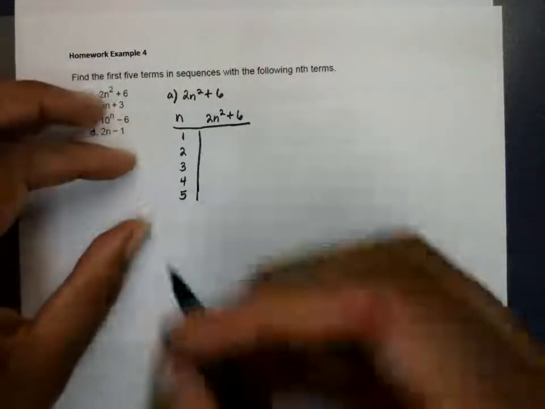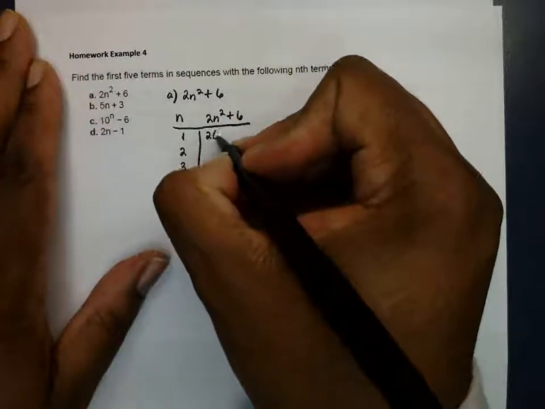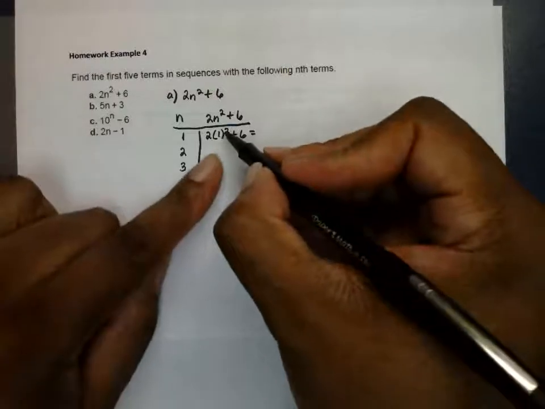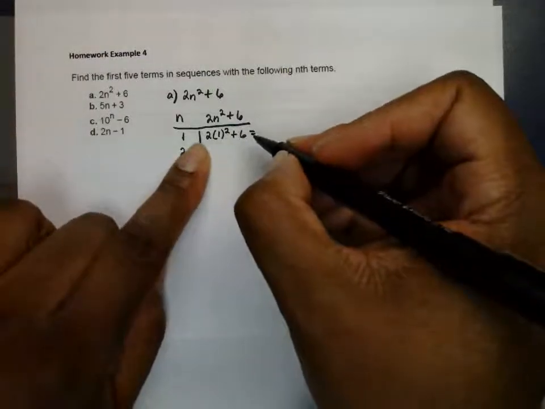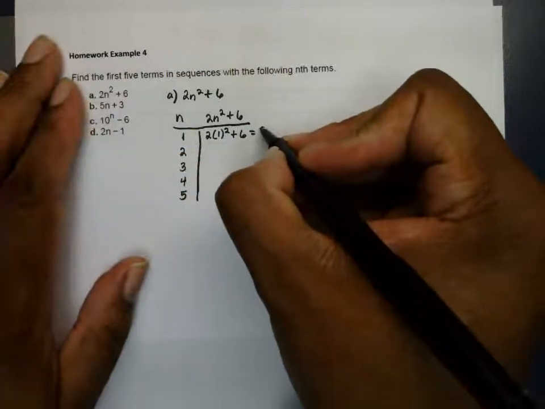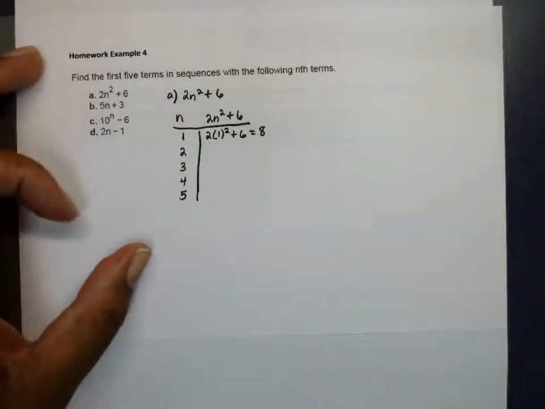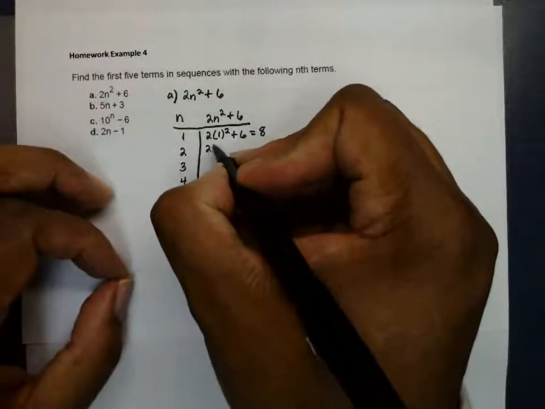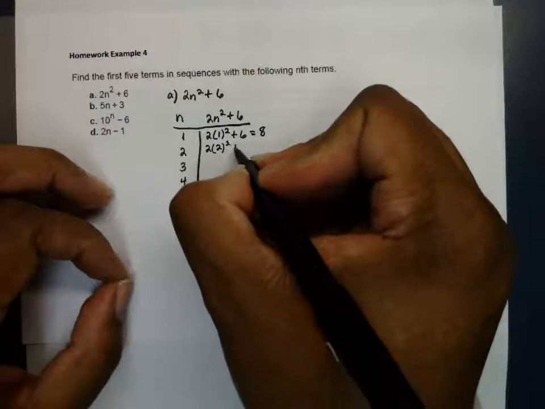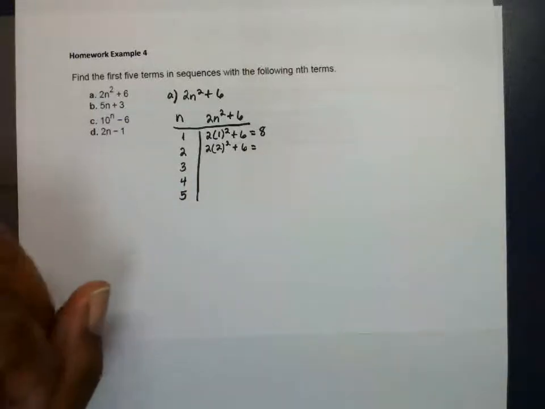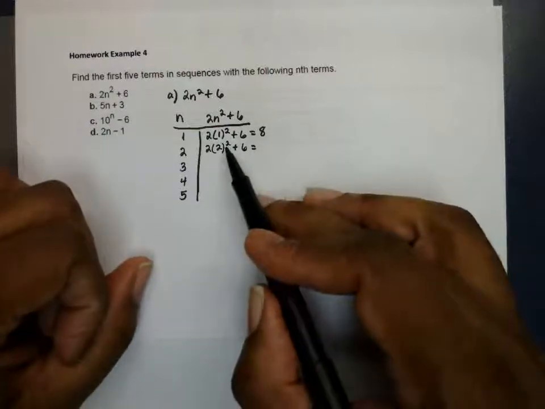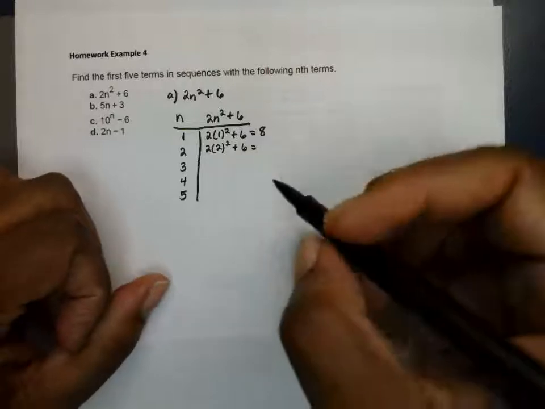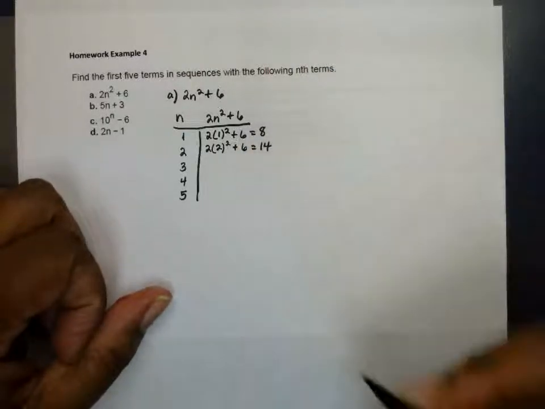So if n is 1, this means I'm going to have 2 times 1 squared plus 6. 1 squared will be 1, times the 2 will be 2. 2 plus 6 is 8. And then for n is 2, this will be 2 times 2 squared plus 6. Well, 2 squared is 2 times 2, that's 4. 4 times this 2 in front will be 8. 8 plus the 6 will be 14.